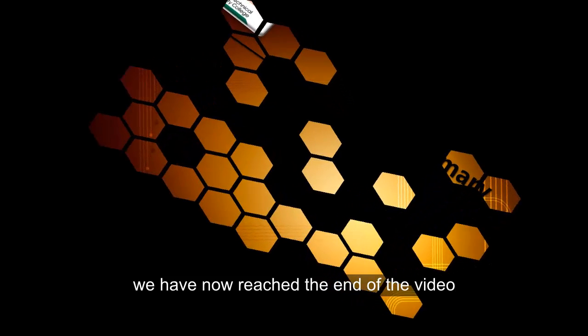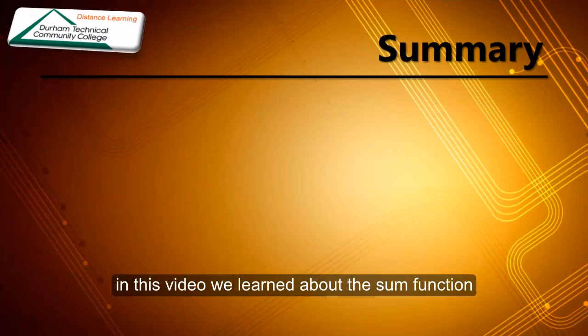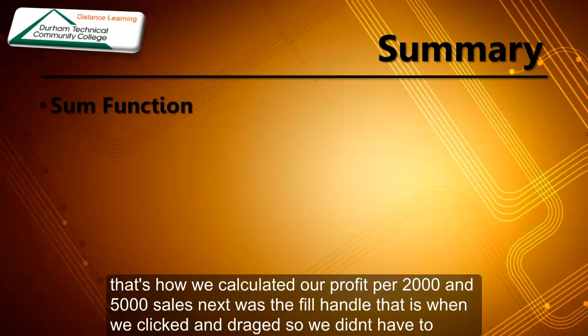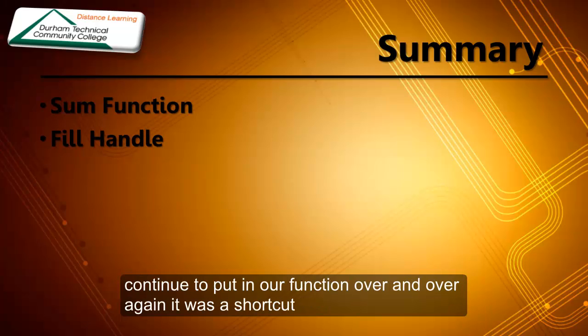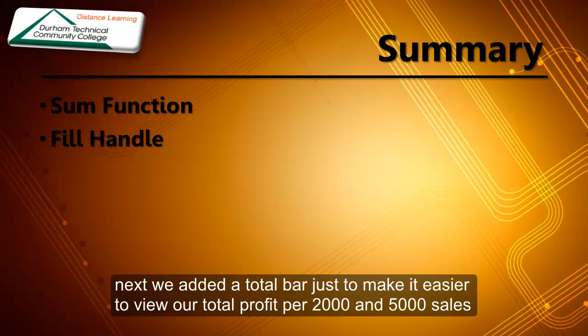We have now reached the end of the video. In this video, we learned about the sum function. That's how we calculated our profit per 2,000 and 5,000 sales. Next was the fill handle. That is when we clicked and dragged, so we didn't have to continue to put in our function over and over again. It was a shortcut. Next, we added a total bar just to make it easier to view our total profit per 2,000 and 5,000 sales.